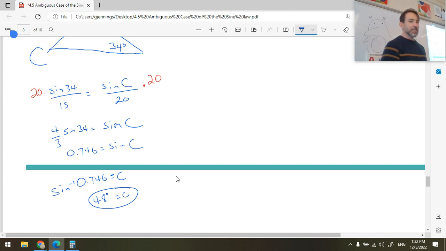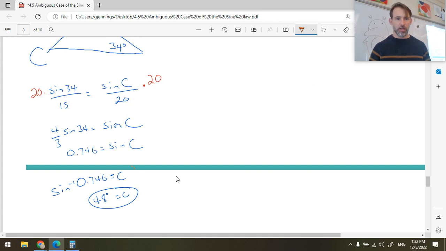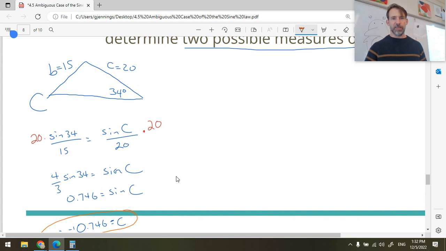Now, if I told you that I had an angle that had the same sine as 48 degrees, what other angle would be a solution to this equation? We were doing practice with this last week. There is one other angle that also has a sine of 0.746, and it's positive. I'm going to draw another diagram here. It's on the other side, is it not?